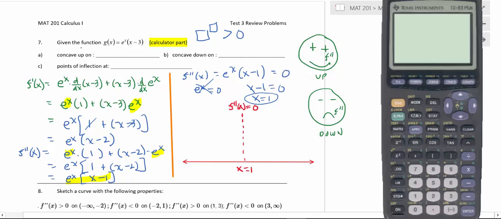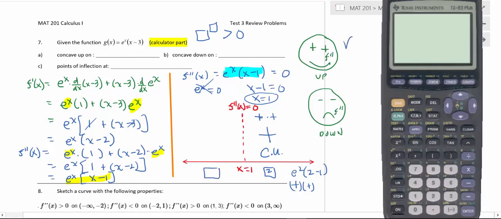Then we're going to do test points. Now we're going to plug our test points into the factored form of that derivative. So let's work with these test points. Let's work with 2 here. So if you did e to the second times 2 minus 1, replacing x with 2, you would get a positive number. e to the second's positive. 2 minus 1's positive. So this is going to be positive times positive, so that's positive. That's going to mean that you are concave up. Or the smiley face is what that is.